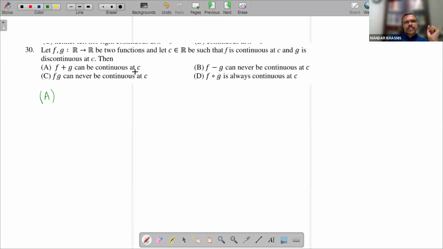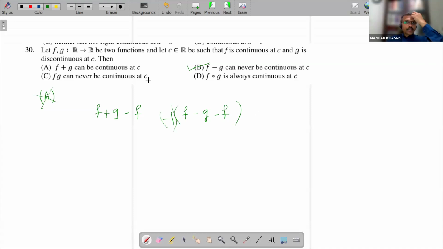See, if F plus G is continuous, then F plus G minus F should also be continuous, but that will force G to be continuous, whereas G is discontinuous. So A is not true. But by the same logic, B must be true, because if F minus G ever becomes continuous, then F minus G times -1 becomes continuous, but that will force G to be continuous. So F minus G can never be continuous.